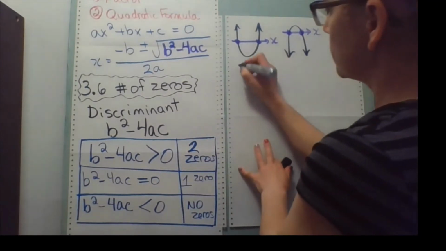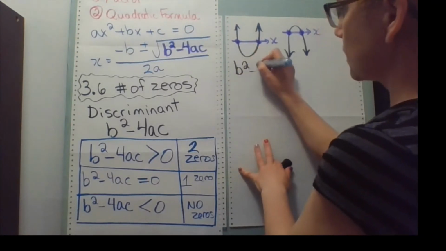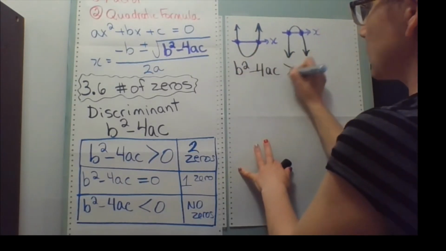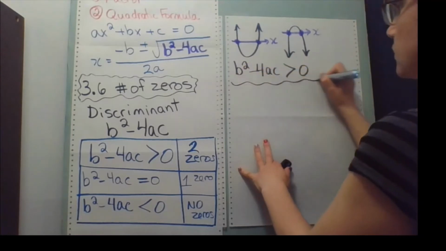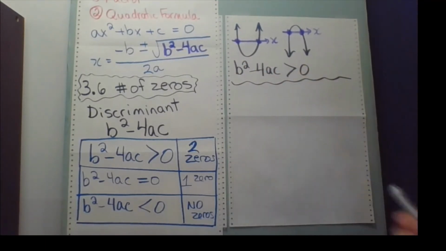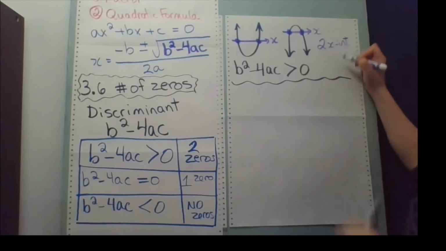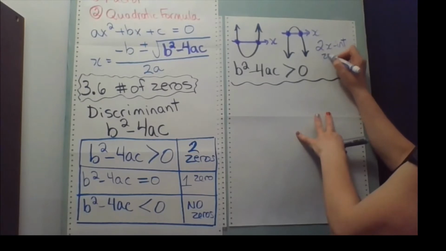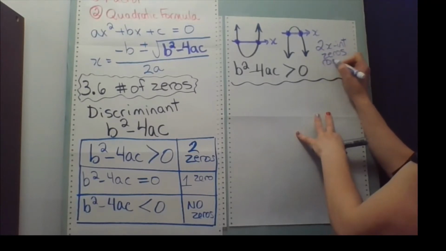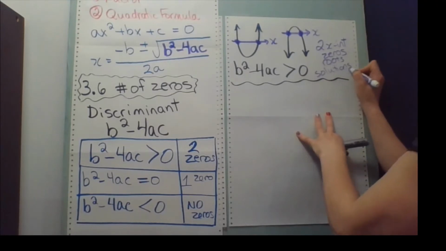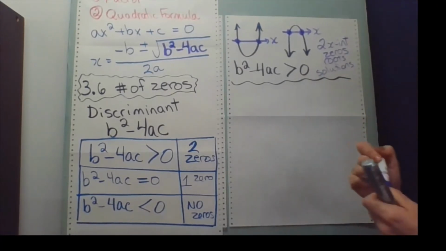Okay? So that's what's underneath my root sign when it is positive. I'm going to have 2 x-intercepts. And remember, x-intercepts, those are your zeros, those are your roots, those are your solutions. I don't know, they keep coming up with new names for it.